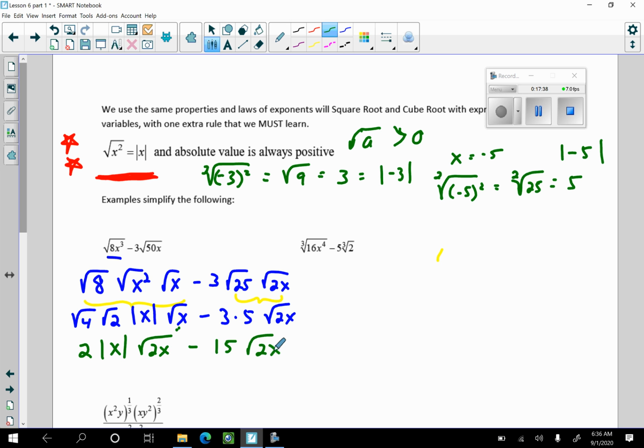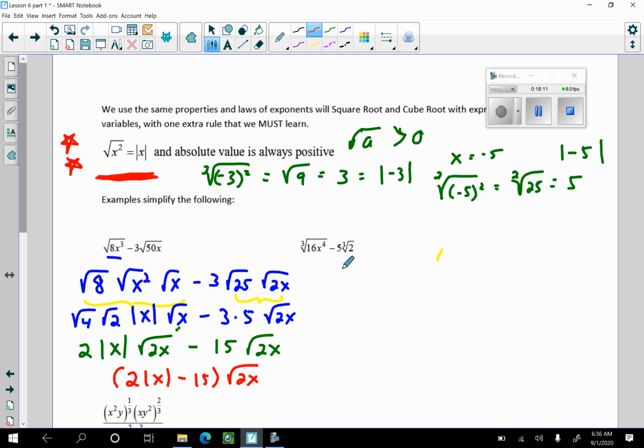And if I want to factor out that square root of 2x, I certainly can. And if I did factor it out, the true simplification is going to be 2 absolute value of x minus 15 times the square root of 2x. That's the true simplification of that. Okay, just to review, get you used to rational exponents and roots. All right, so let's try this other example here.